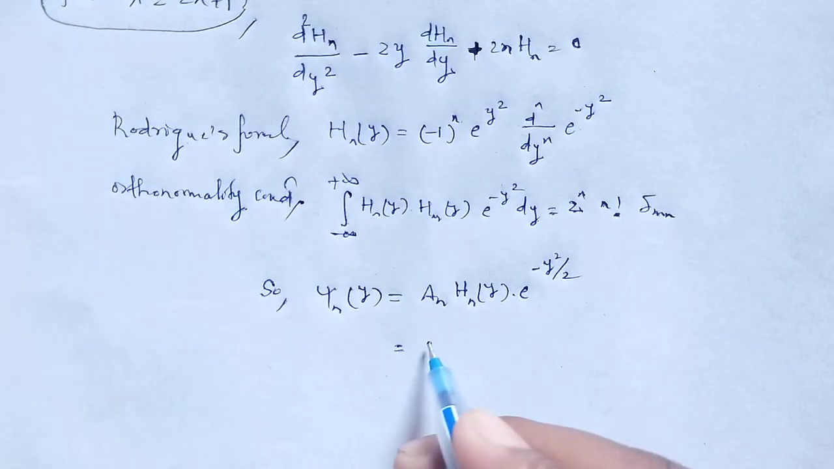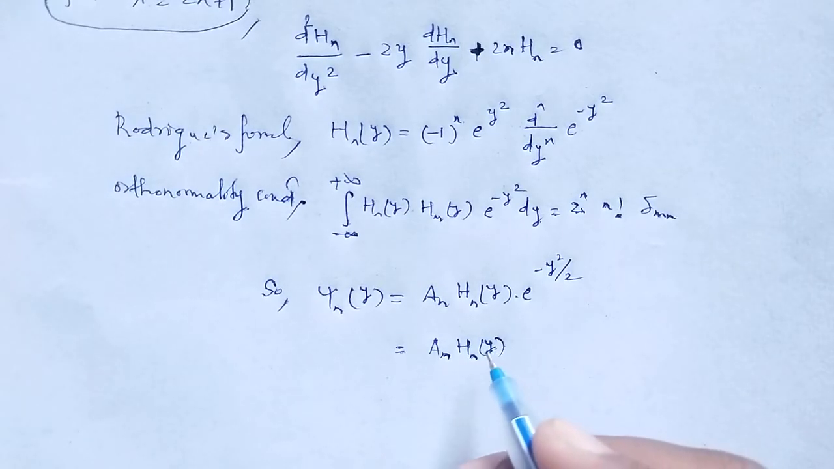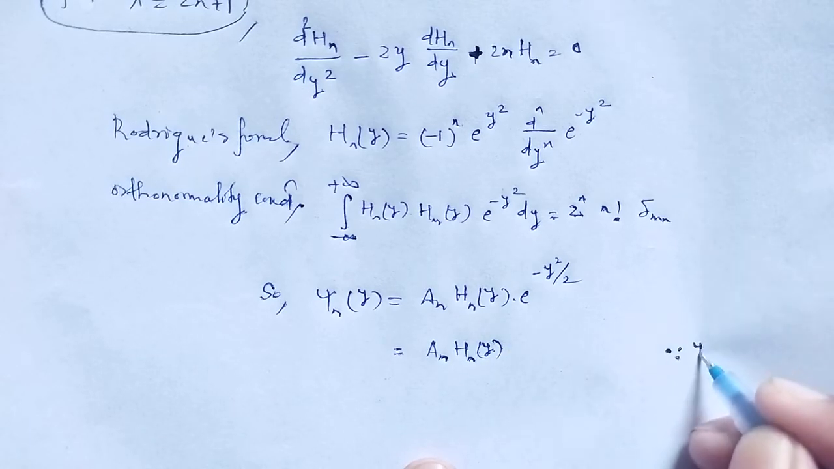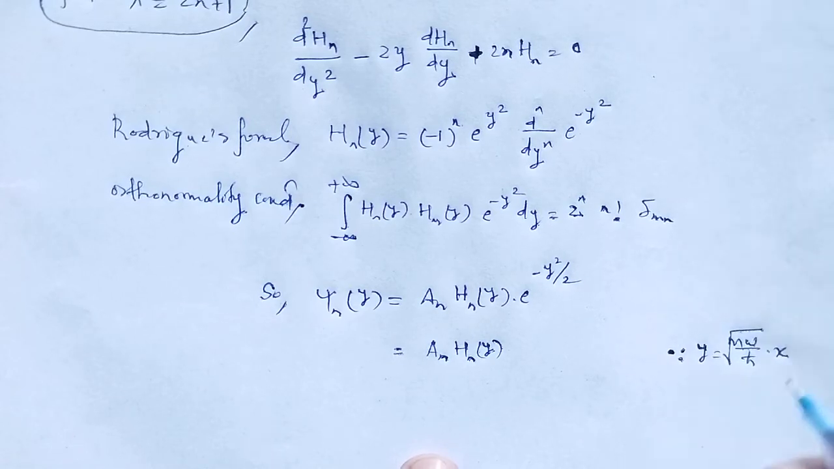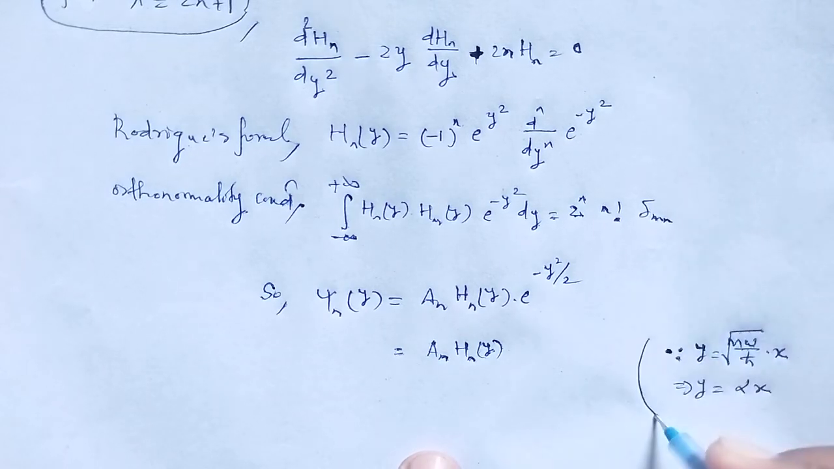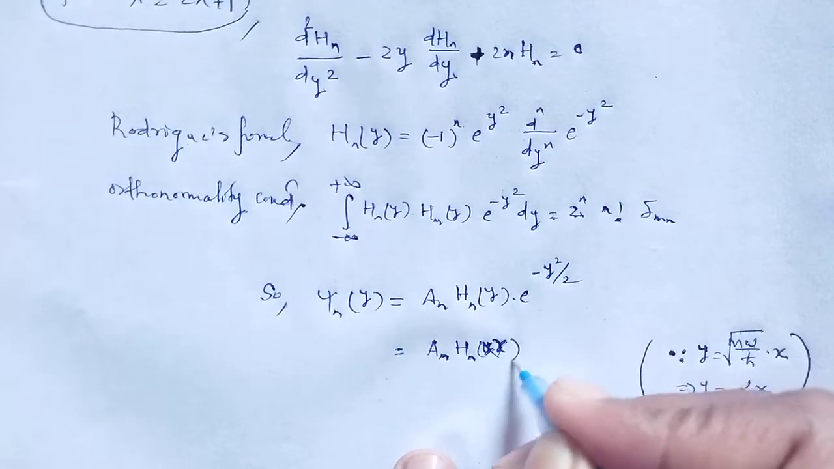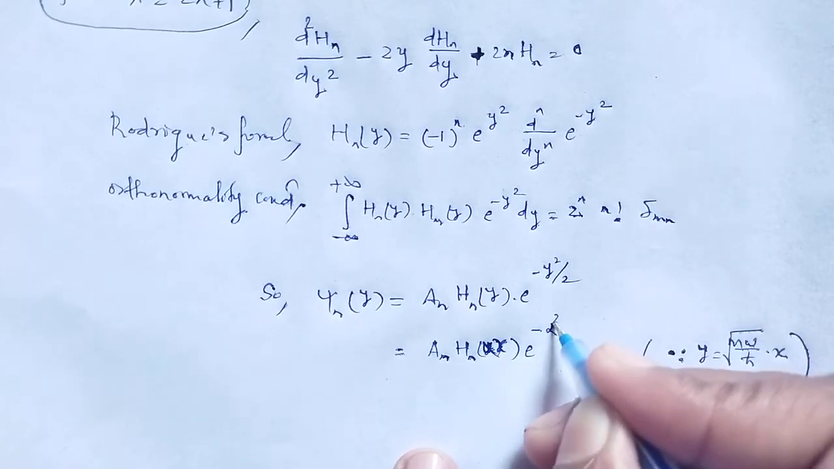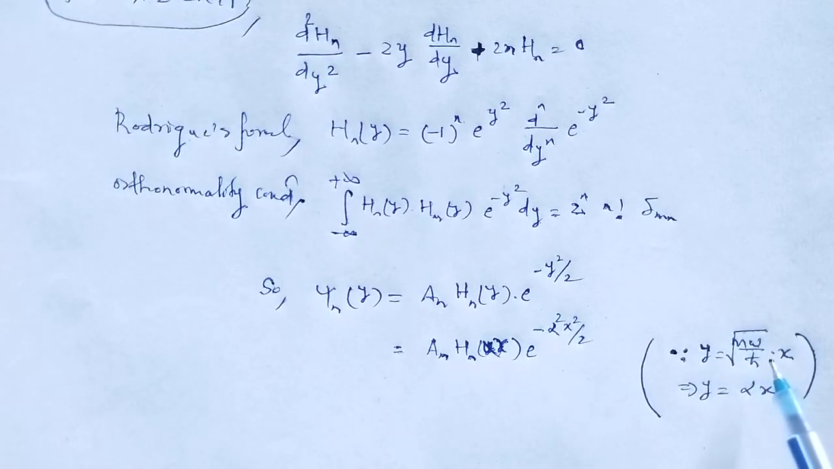And A_n H_n of y. Let me introduce in place of y, as we take y is equal to square root of m omega by h cross times x, which implies y is equal to a constant alpha x. So in place of y we substitute alpha into x, and e to the power minus alpha square x square by 2. Here alpha is equal to under root of m omega by h cross.